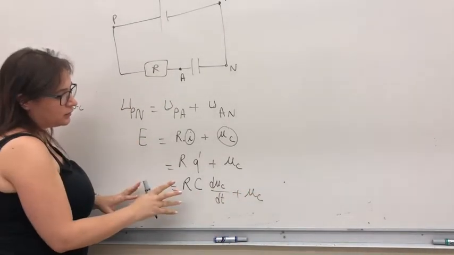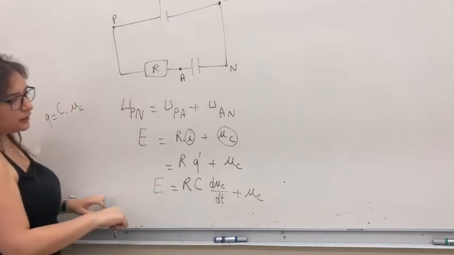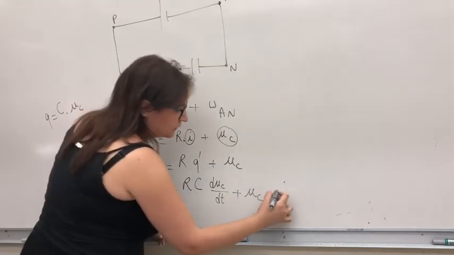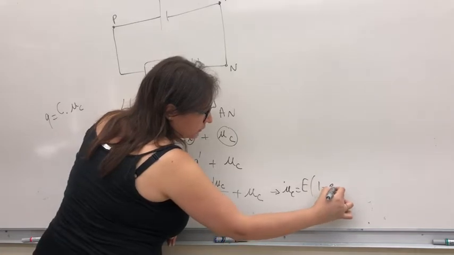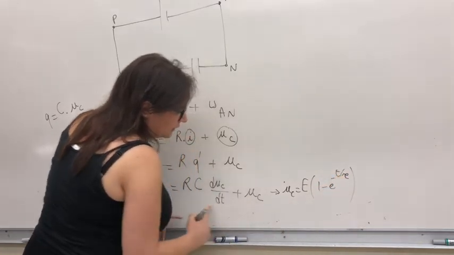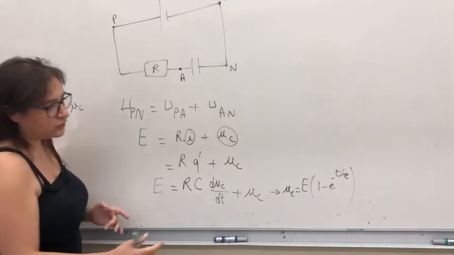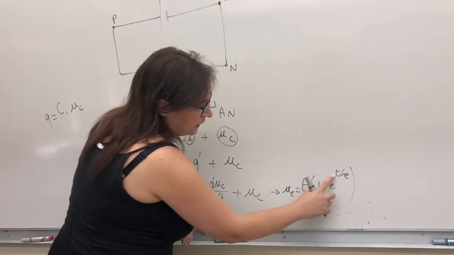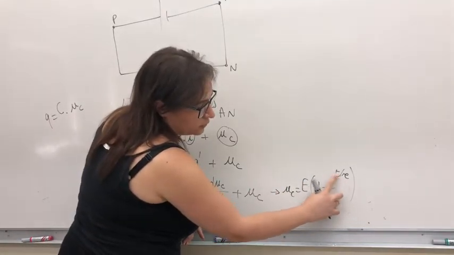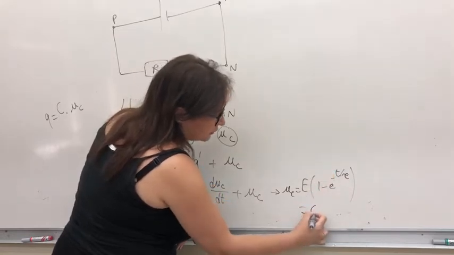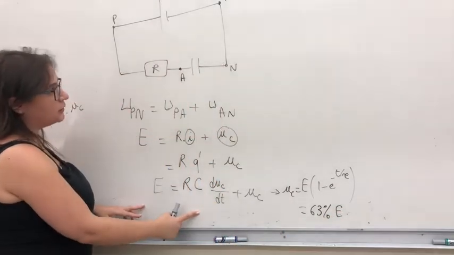Now we can say that it is a differential equation in UC. Its solution is UC equals E max times (1 minus exponential of minus T over tau). The step from here to here is a mathematical step; we give you the solution. What happens if you replace the time by tau? You put on the calculator exponential minus 1, because tau over tau cancels, and you get 63% of E. This is while charging the capacitor.